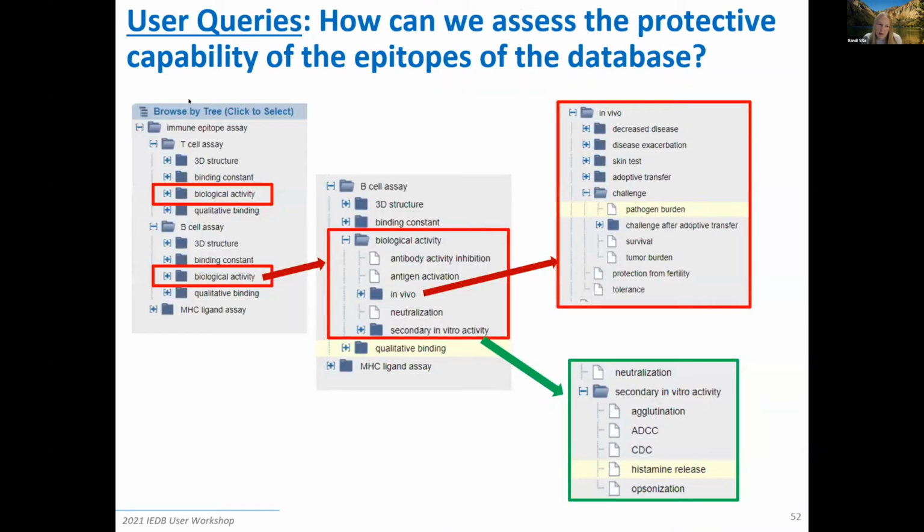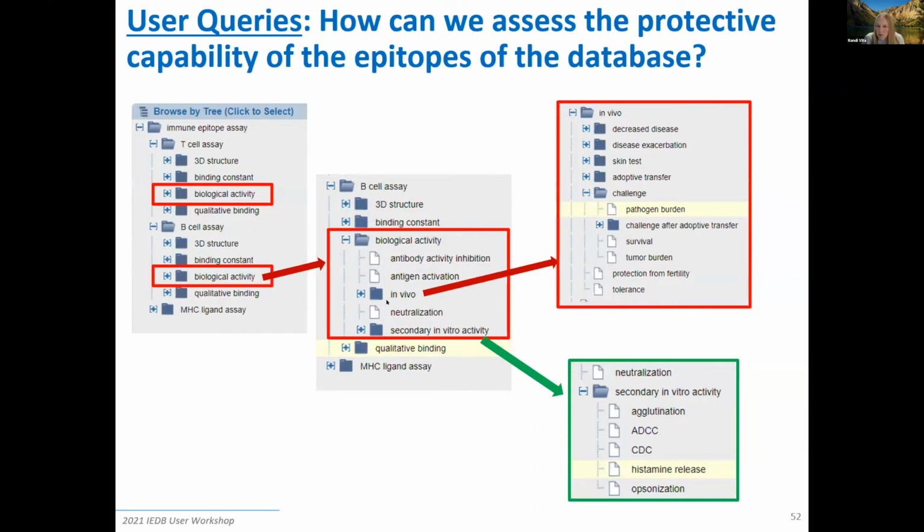So we look into the assay finder, and this is the tree view of what types of assays we have. Both B and T have a biological activity branch. In the biological activity branch here, I opened up the one for B-cell assays. You'll see there's all sorts of different assays. This is totally dependent on what people publish and what types of experiments they perform.